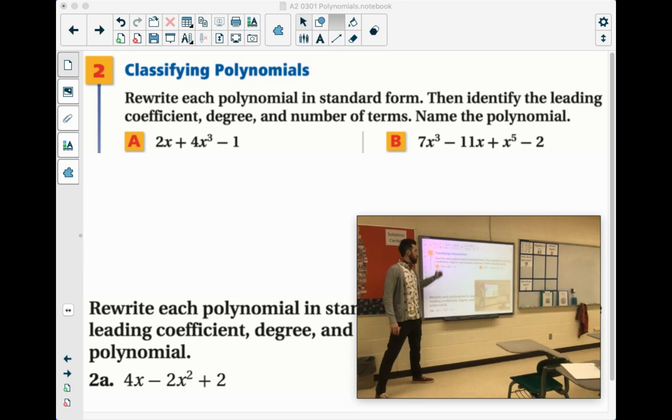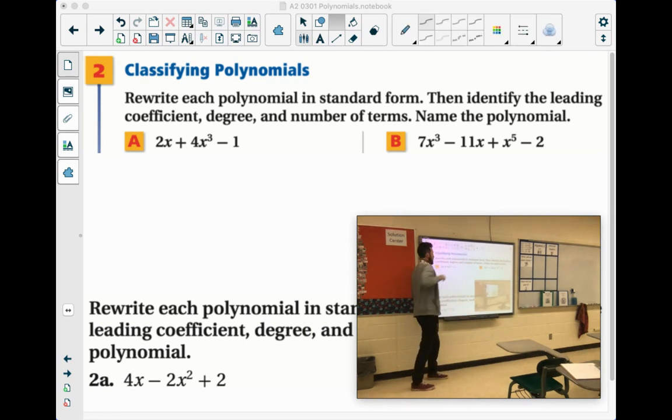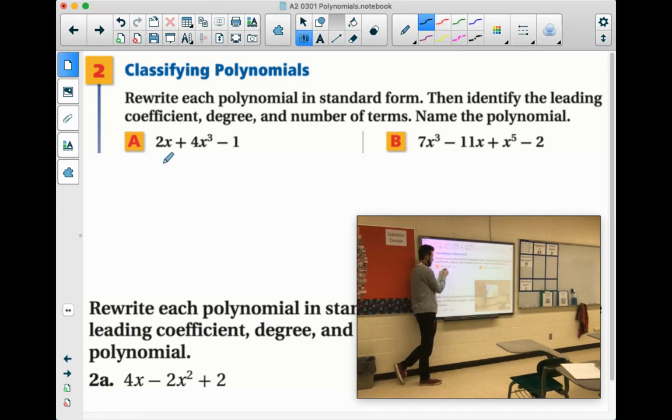Write each polynomial in standard form, which again means your highest degree first, and then it goes down from there. Then identify the leading coefficient, degree, and number of terms. Name that polynomial. So 2x is the first degree, right? 4x to the third is the third degree, and -1 there is to the 0th degree.